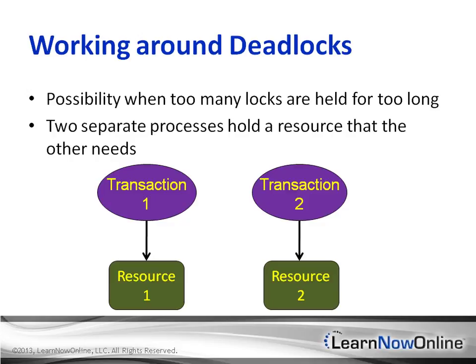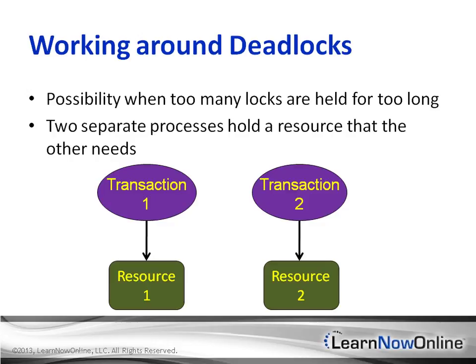So that doesn't happen. And then transaction 2 attempts to get a lock on resource 1, but it can't because transaction 1 has a lock on it. So that doesn't happen either. So at this point, both transactions are blocked. They each need a lock on the other's resource, but can't get it because the other transaction is holding that exclusive lock. So this is what's called a deadlock.